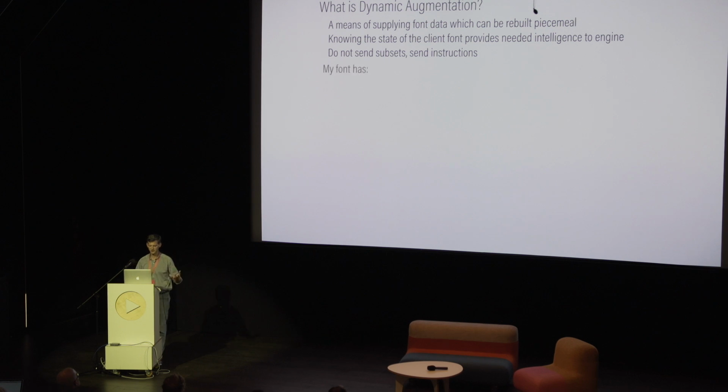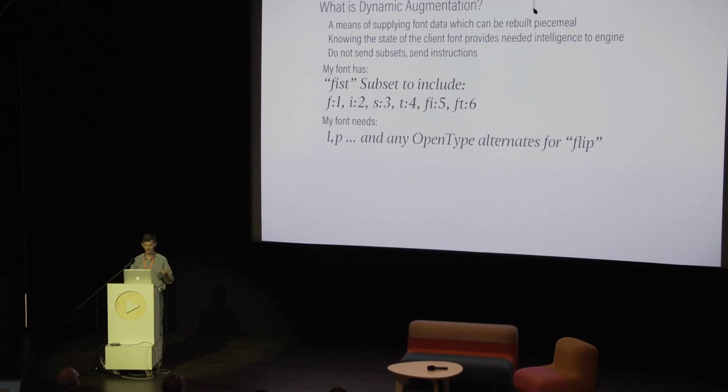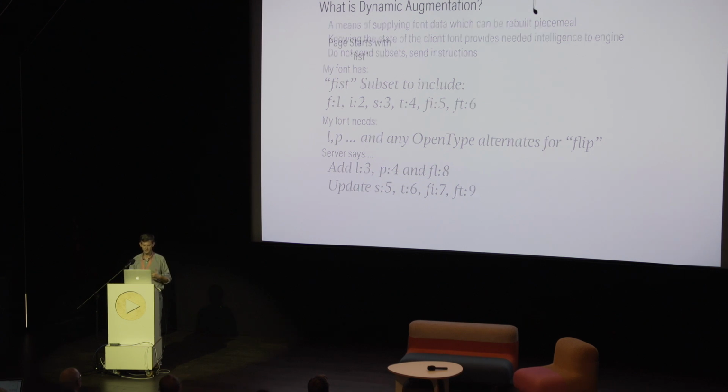So if we started with FIST, with that subset we started there, and I say, okay, I'm going to need LP and also any OpenType features you have, which happens to, in this case, include a ligature, the server's going to respond and say something like, hey, add in these 3 with these values, and go ahead and also update the S, the T, the FI, and the FT ligatures, and you land up with a subset that is complete.